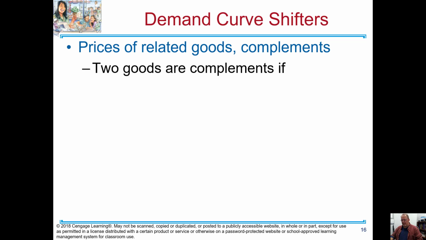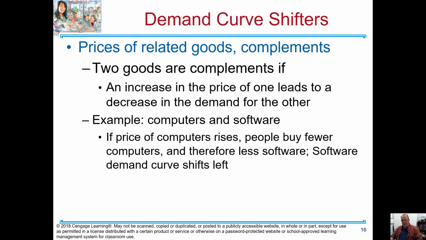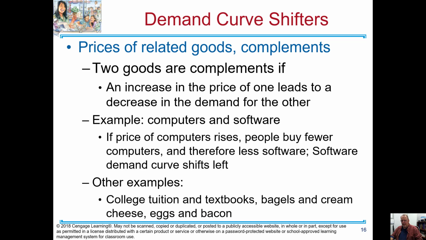Price-related goods: complements. These are things that belong together. Peanut butter and jelly. Tuition and textbooks. Bagels and cream cheese, eggs and bacon. Hot dogs and chili. We can go all day long talking about what are complements. Coffee and creamer. If I know the price of coffee is going up, my demand for creamer is going to go down because it's a complementary item. If the price of coffee goes up, I have to save some money somewhere else. It'll probably be on the creamer.